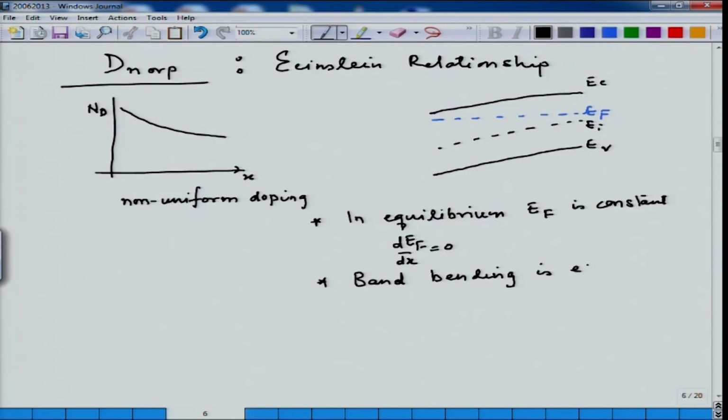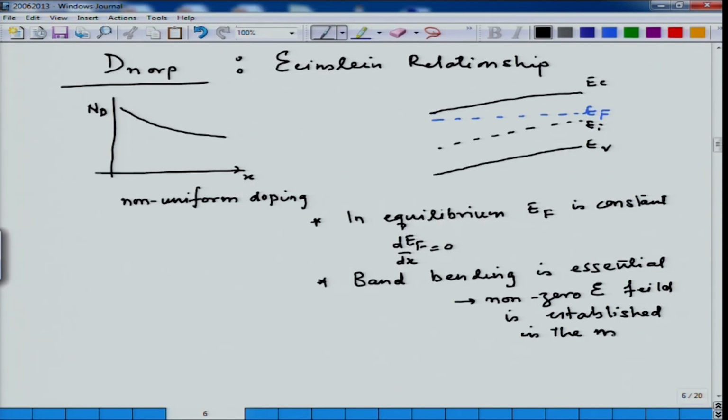Band bending is essential to accommodate the non-uniformity, and if you have band bending, which means you have a non-zero electrical field, an electric field is established in the material. So, in this situation, we look at what is happening in the material.